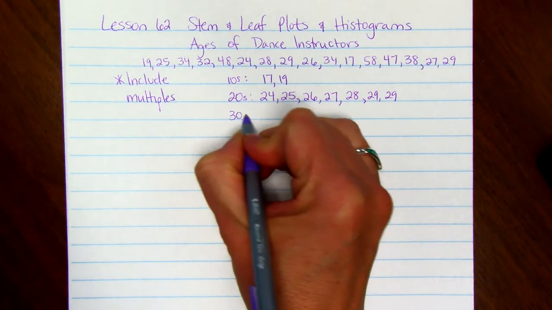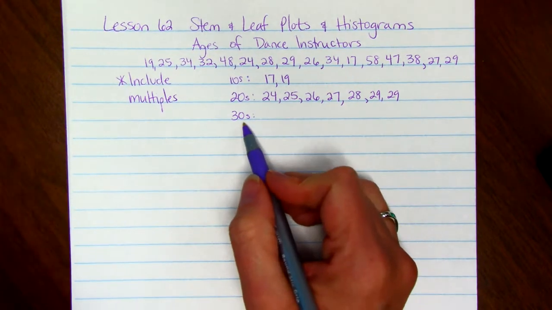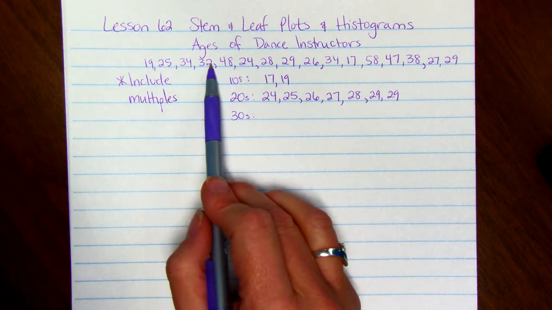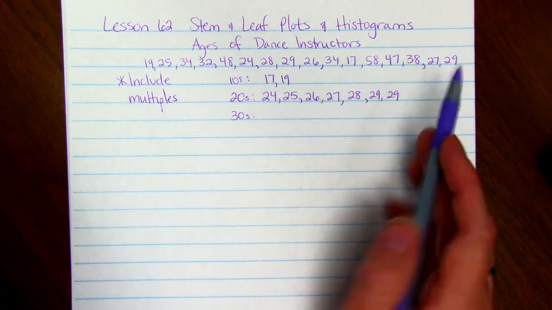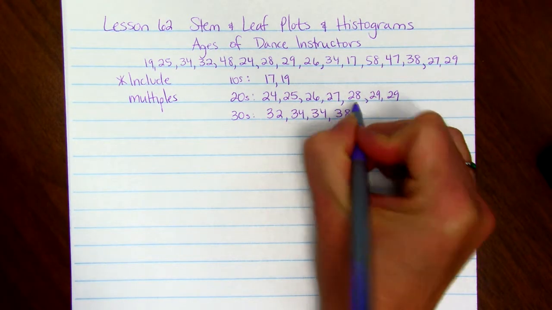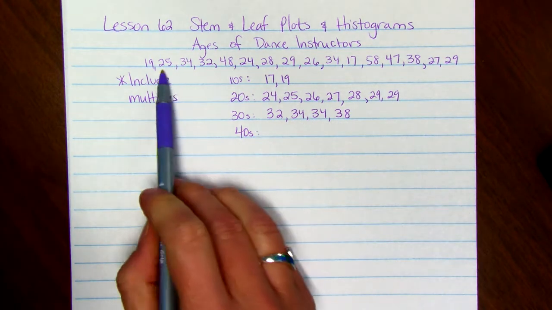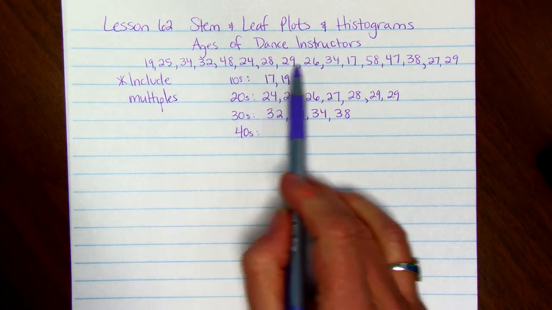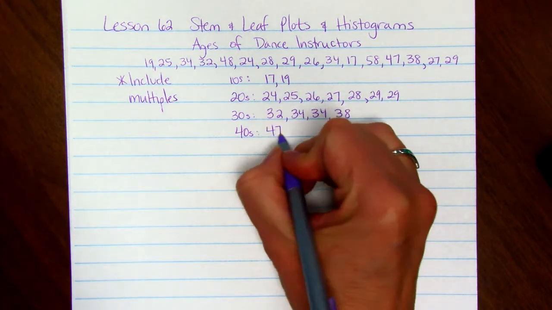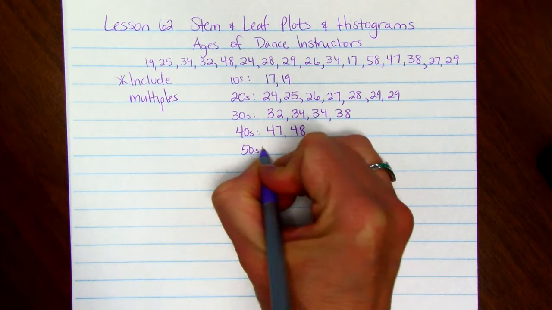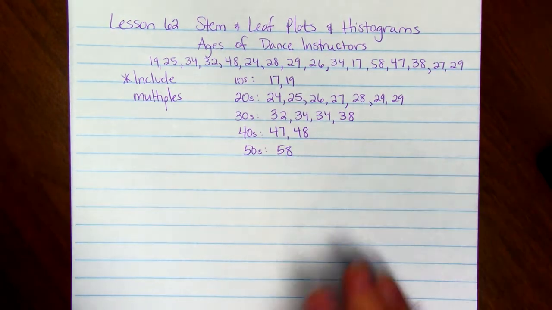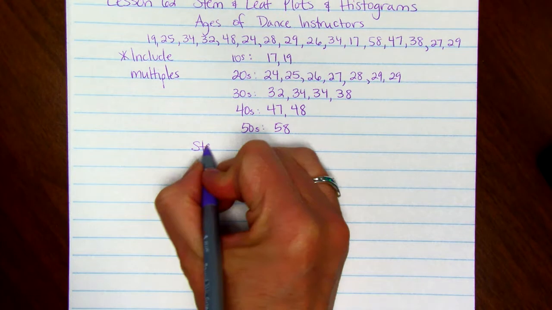Then we're going to list our 30s, in order, smallest to greatest. So 34, 32, another 34, and a 38. So we have a 32, a 34, 34, and a 38. Then we list all the 40s. We have 48 and 47, which is smaller, so we have a 47 and a 48. And we list the 50s. Just 58.